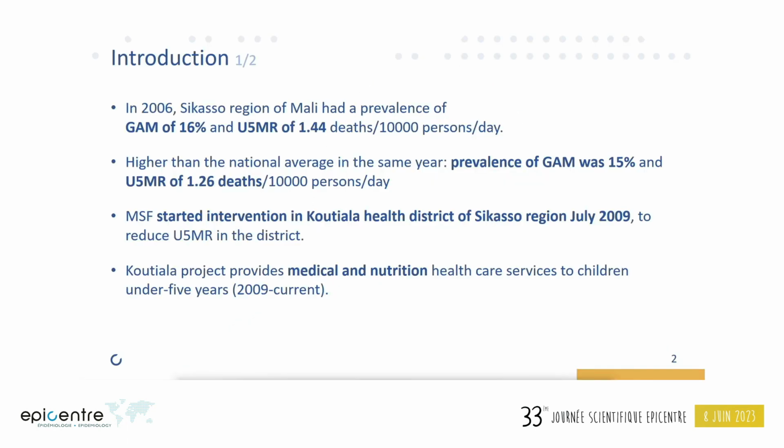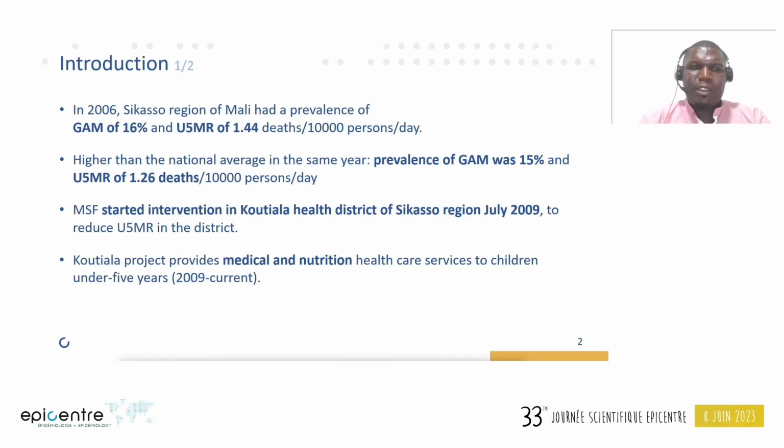In 2006, the Sikasso region of Mali had a prevalence of acute malnutrition of 16%, and the under 5 mortality rate was 1.44 deaths per 10,000 per day. This situation in the region was slightly above the national average, as the prevalence of acute malnutrition nationwide was 15%, and under 5 mortality was 1.26 deaths per 10,000 per day.